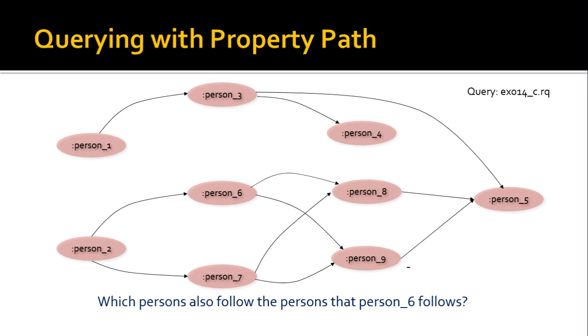Now, can I ask a question like which persons also follow the persons that person 6 follows? So this is basically following the common friend kind of example, right? So we can write it very simply, right? So we are using the same path pattern to see whether this query can be satisfied or not. So you can see the output here would be person 7.